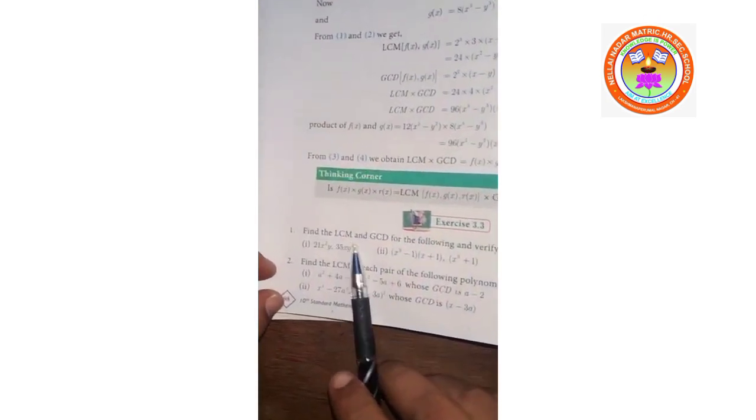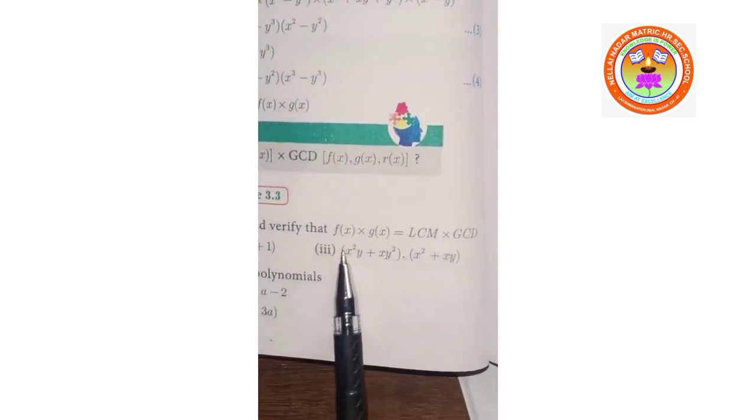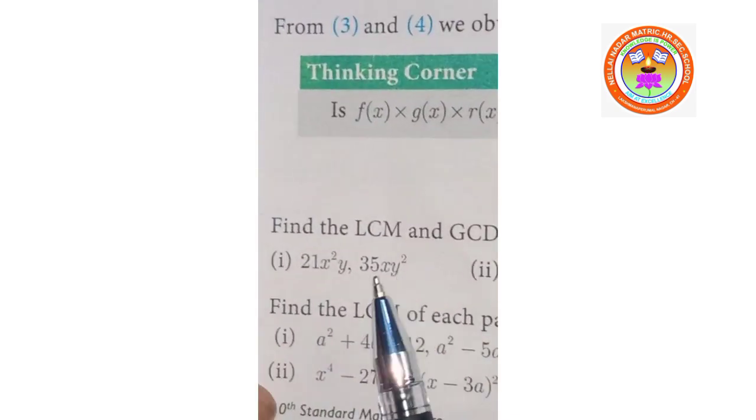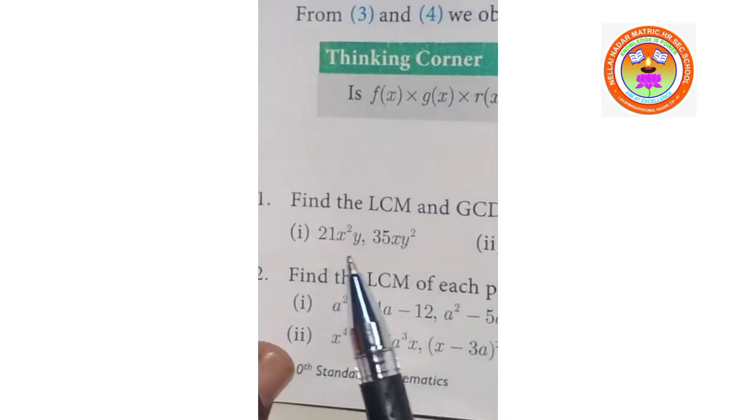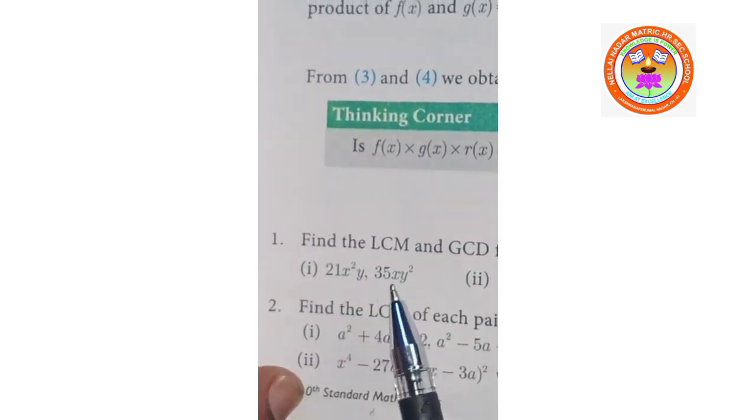Find the LCM and GCD for the following and verify that f of x into g of x equals LCM into GCD. You are given two polynomials. Consider the first one as f of x and the second one as g of x. From f of x and g of x, you have to find out the LCM as well as GCD.